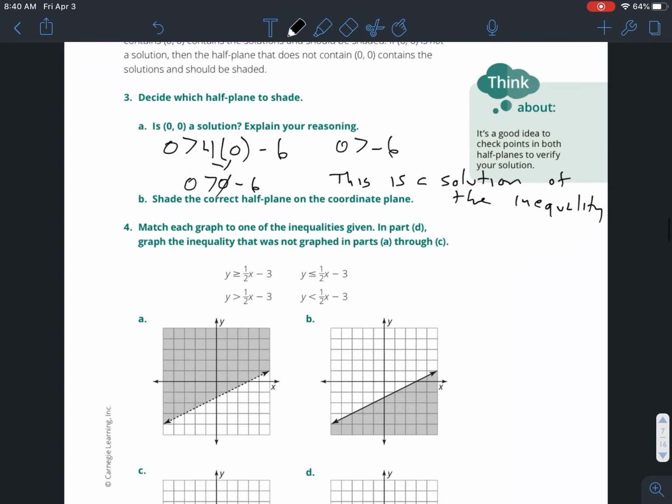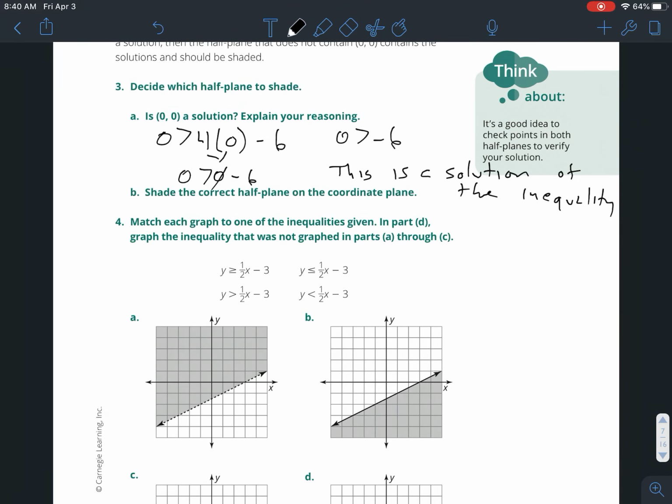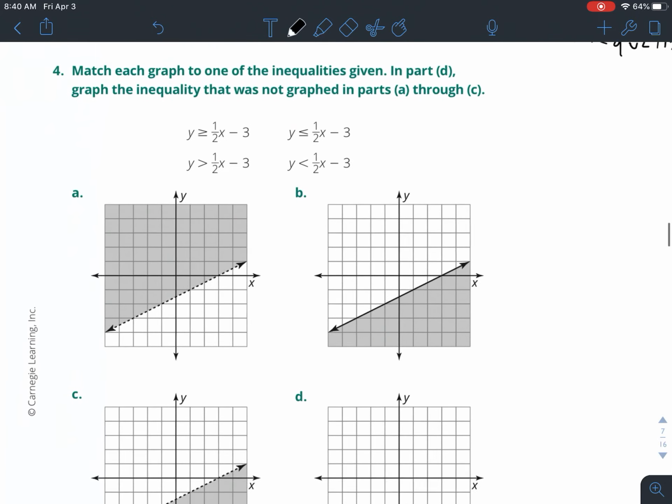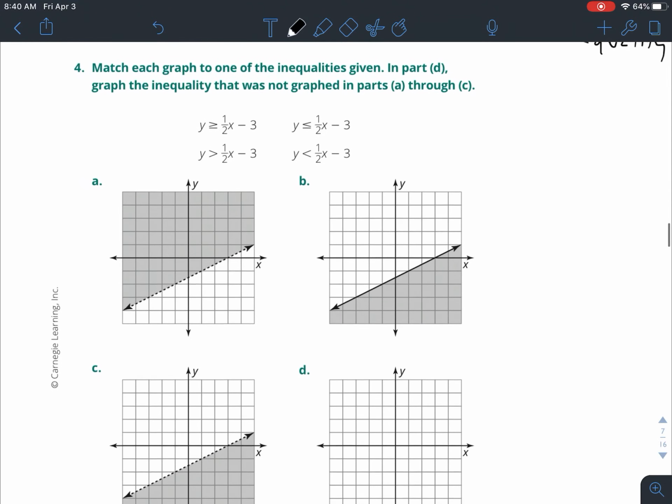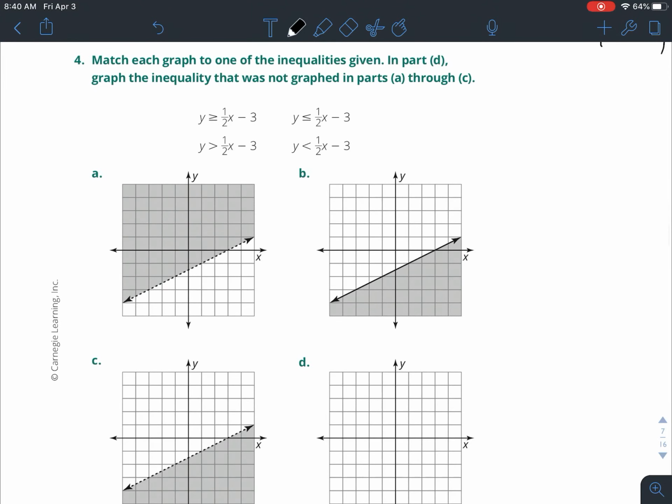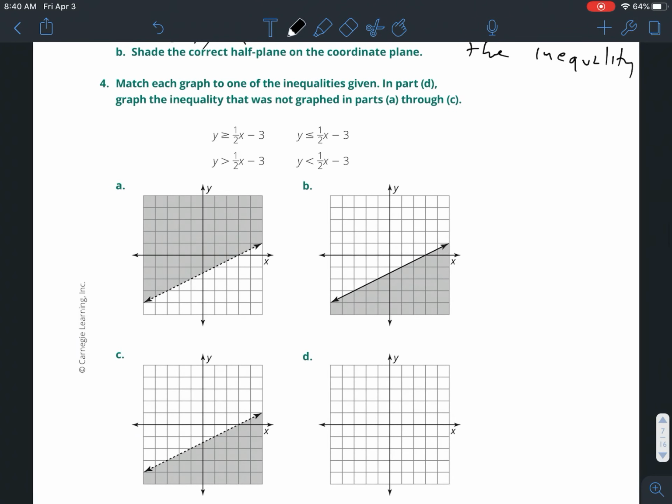Okay, we already did B, we shaded. I did that, jumped ahead a step, that's fine. Now, number 4 is matching. Okay, this is a key that I'm going to tell you guys right from the get-go. We need to be able to look and see and pull parts. So if you look at these problems right here, I'm going to tell you immediately, look at these symbols.